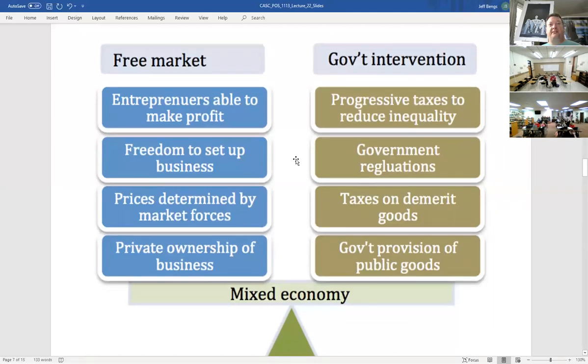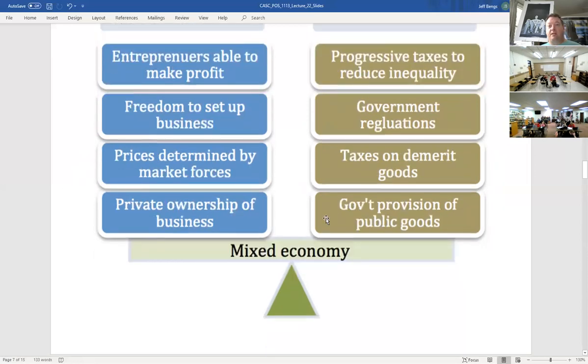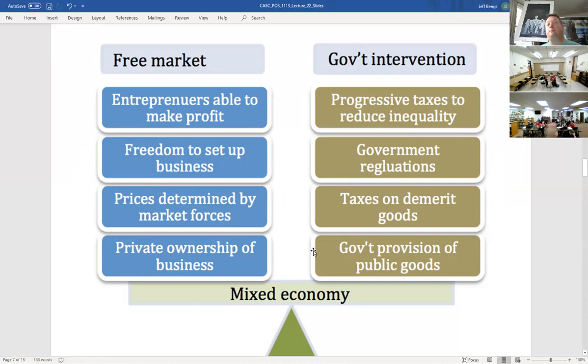This is just another slide showing how the government intervenes in the free market that business owners and individuals are a part of, and how the government works on each of these aspects, or helps keep it balanced, we should say.